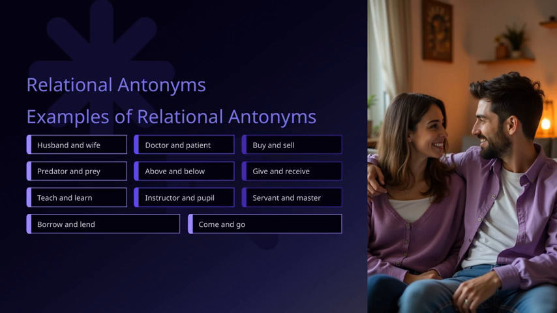Similarly, doctor and patient demonstrate a professional and service relationship, and above and below show positional opposites that are related through spatial orientation. We also see borrow and lend, which are opposite actions involving the transfer of objects, and instructor and pupil, emphasizing a teaching and learning relationship. Buy and sell describe commercial exchanges, while come and go depict movement and transition. Lastly, give and receive showcase a reciprocal relationship, and servant and master reflect a relationship of authority and service.